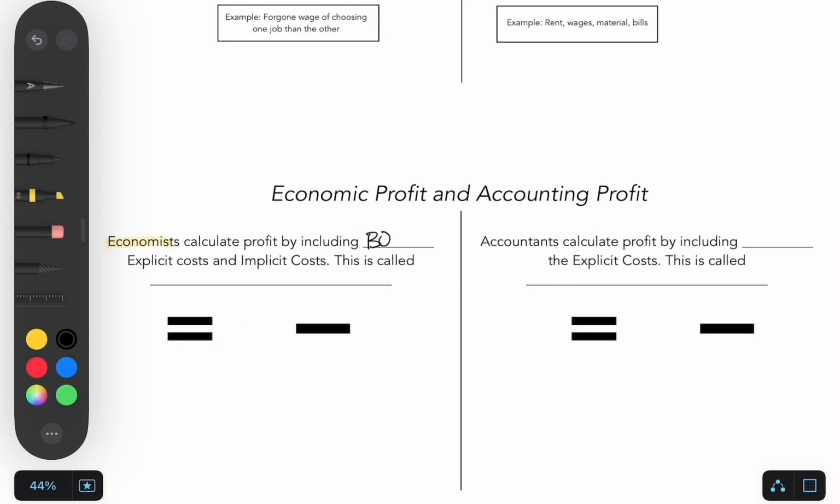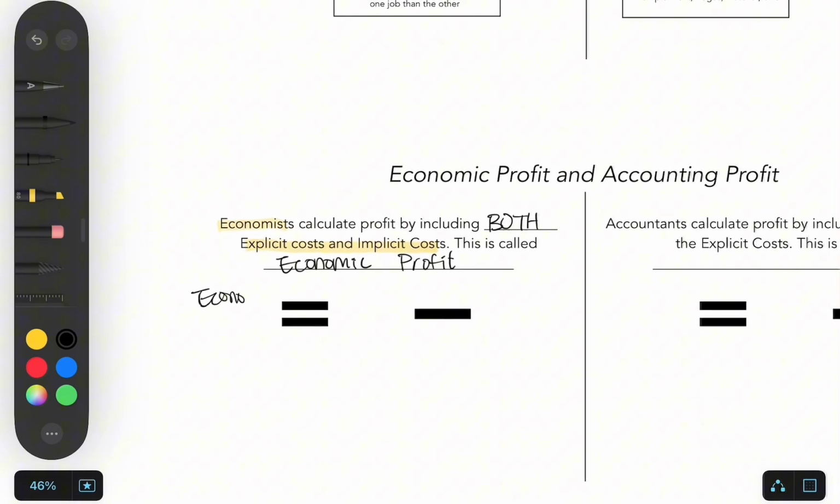Economists calculate profit by including both the explicit costs and implicit costs. This is called economic profit. To find economic profit, subtract the economic costs, which are implicit costs and explicit costs, from the total revenue.